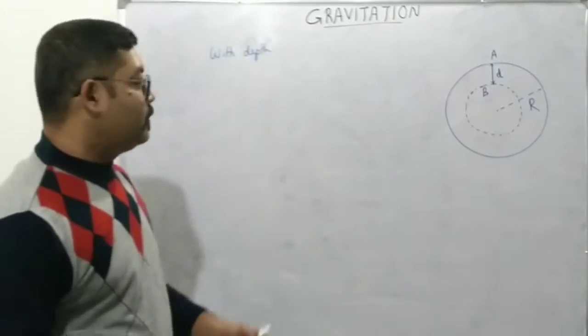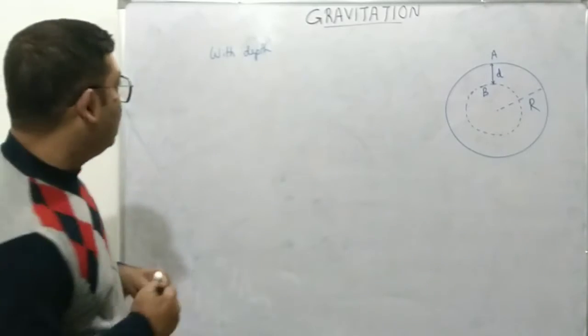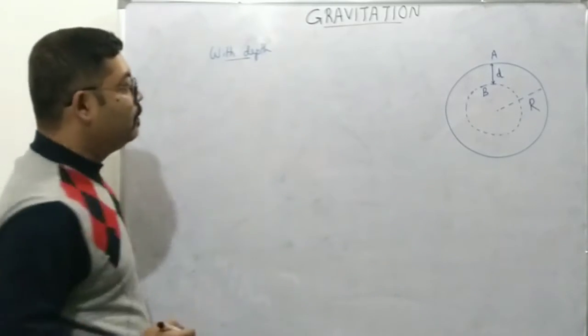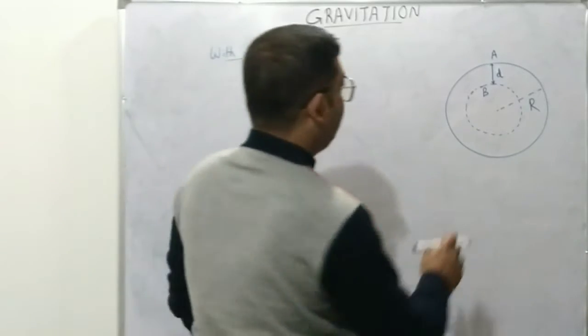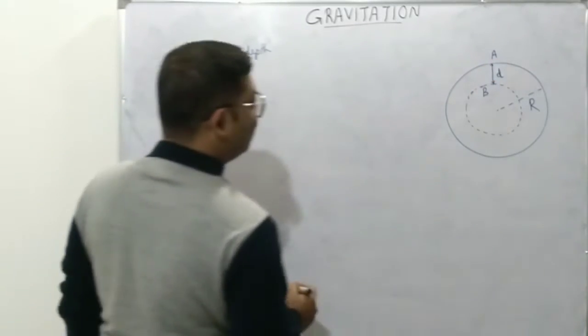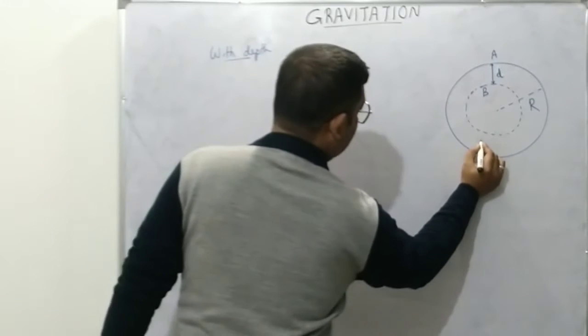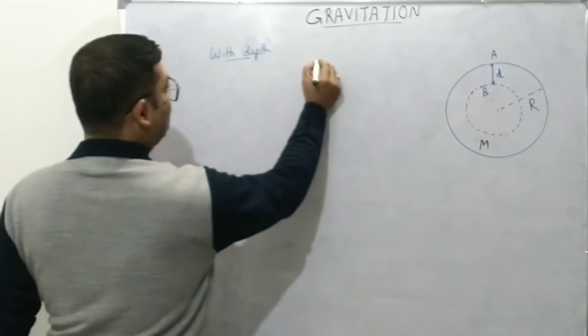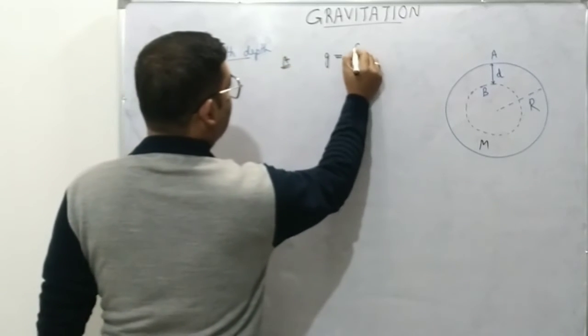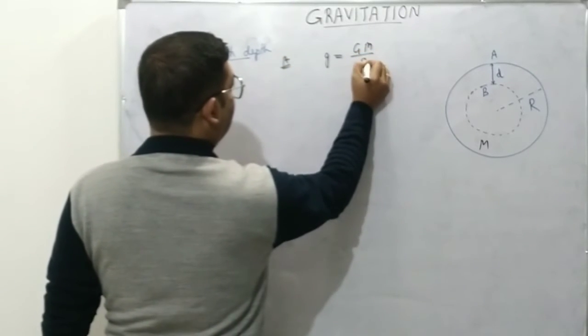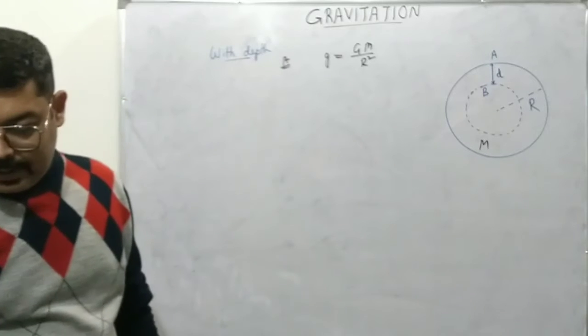Okay, now let's see how the acceleration due to gravity varies with depth below the Earth's surface. So let us say initially the object was at point A on the Earth's surface, Earth having a mass of M and radius of R. So g on the surface or point A will be GM by R squared. No problem about that.